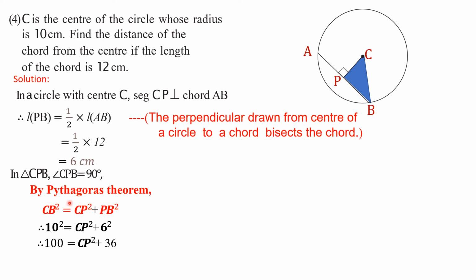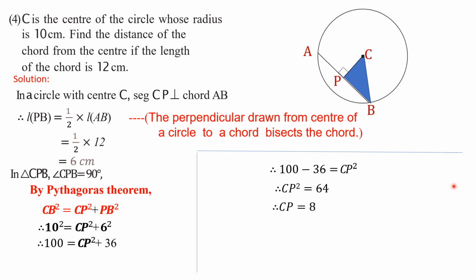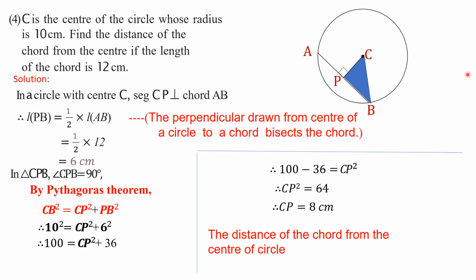Now, this 36 we bring on left hand side. Therefore, 100 minus 36 is equal to CP square. Therefore, CP square is equal to 64. Therefore, CP is equal to 8 centimeter. What is CP? The distance of the chord from the center of a circle. So, write down the distance of the chord from the center of circle is 8 centimeter.